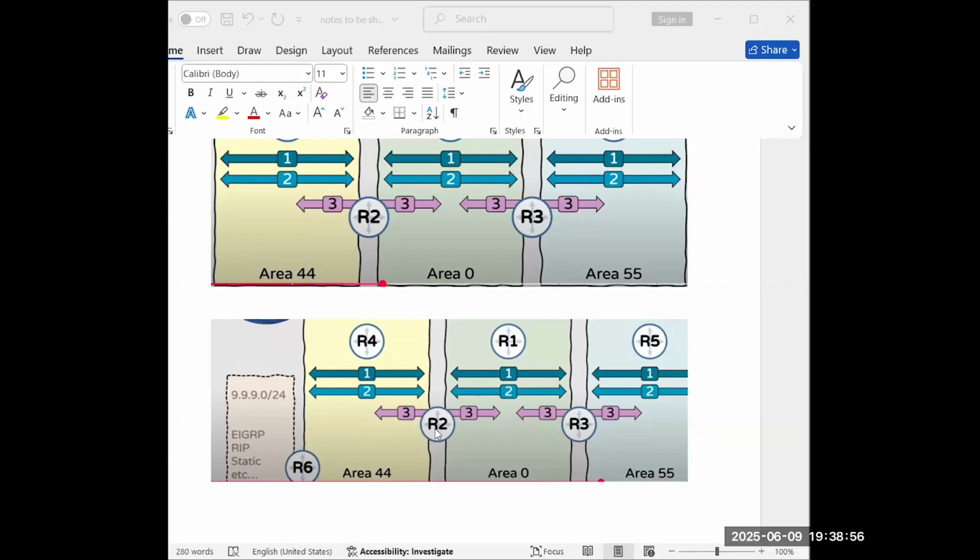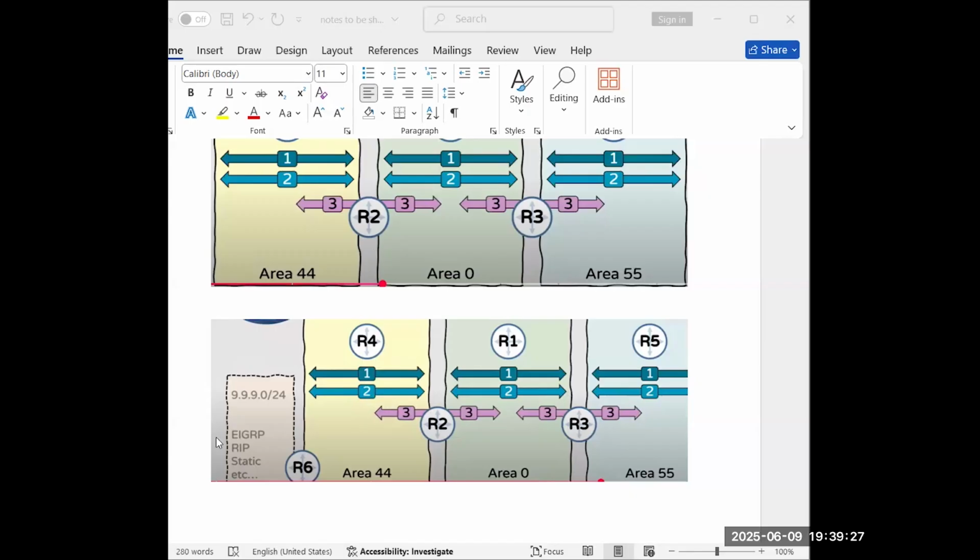Type 4 LSA is generated by R2 to show where the ASBR is located, in which area the ASBR is located, and what its information is. That is the type 4 update. So type 4 is within this area. If you see in these other areas, there is no type 4 packet. So there is no type 4 LSA advertisement in these two areas, only within this area is type 4 available.